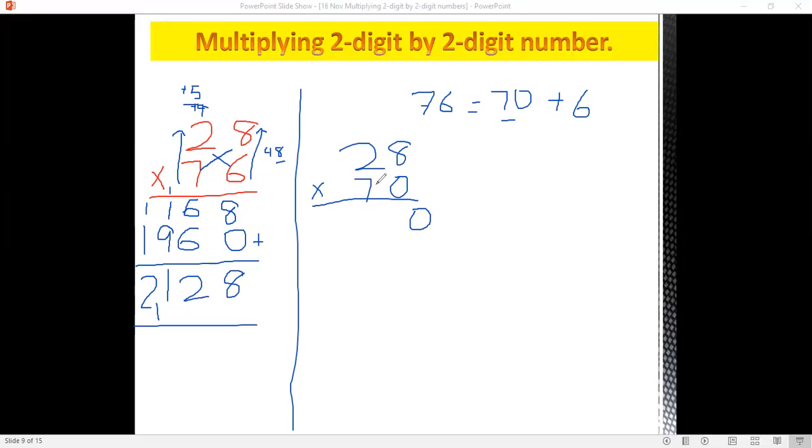Okay. Then I will multiply 7 times 8, which is 56. Carry 5. 7 times 2 is 14, plus 5 is 19. So I'm done with 70. Okay, so 28 times 70. Now I will go to the next one, 28 times 6. All right.